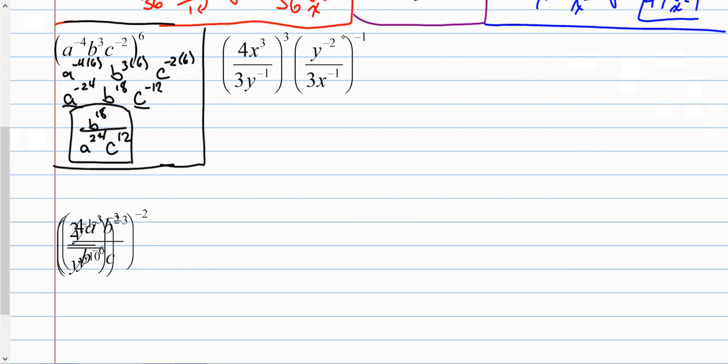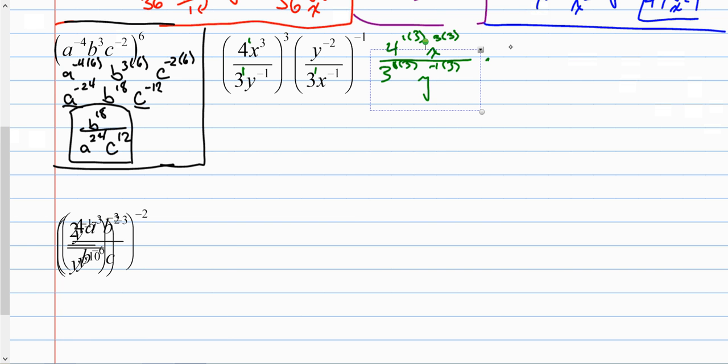So I'm going to distribute my outer exponents to everything on the inside, but I am going to mark in the 1 exponents where they are supposed to be, so that I remember to multiply. So when I multiply, I have a 4 to the 1 times 3, an x to the 3 times 3. What happened to that 3? To the 3 times 3, over a 3 to the 1 times 3, and a y to the negative 1 times 3.